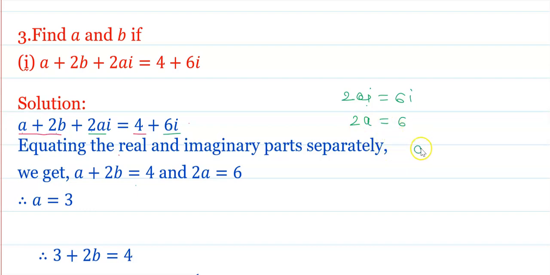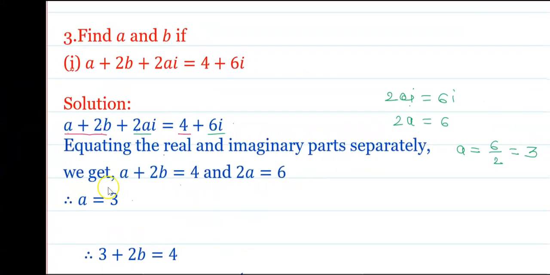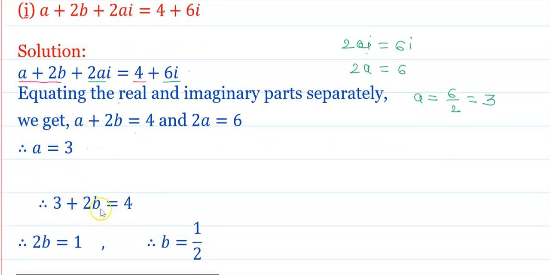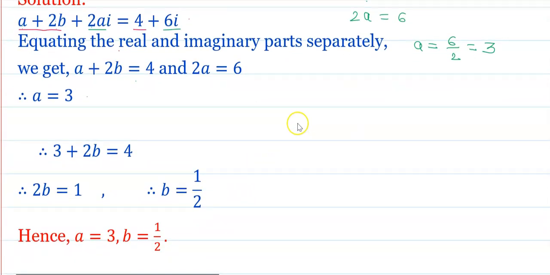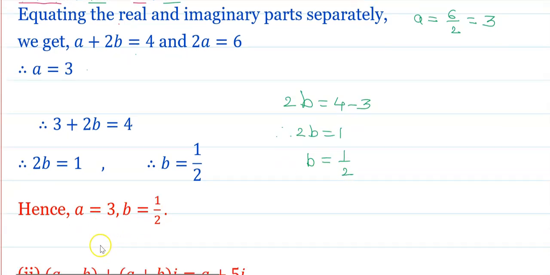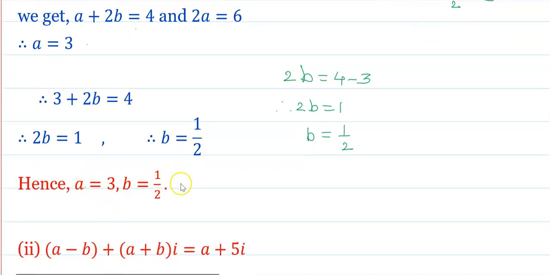As 2A is 6, therefore A is equal to 6 upon 2, and hence you are getting the value of A as 3. Now substitute the value of this A in this expression, that is the real part, A plus 2B is equal to 4. A is 3, so 3 plus 2B is equal to 4. Evaluating it, 2B is equal to 4 minus 3, and hence 2B is equal to 1, and B is equal to 1 upon 2. Hence, A is 3 and B is equal to 1 upon 2.